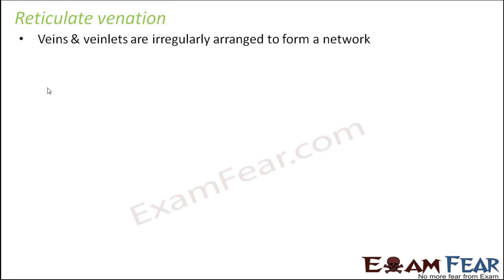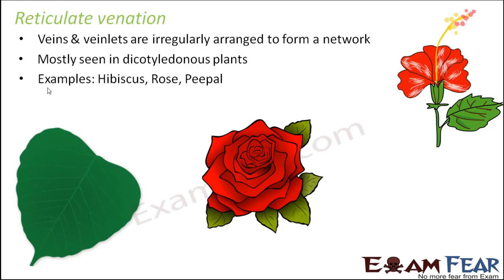So what is reticulate venation? Let us have a look. Here veins and veinlets are irregularly arranged to form a network. So as I said, on the leaf blade, these structures, veins and veinlets, will be haphazardly present anywhere. It is not in a specific pattern. It is generally seen in dicotyledonous plants, the plants with two cotyledons, right? For example, hibiscus, rose, peepal, these are some examples of plants where we see reticulate venation.